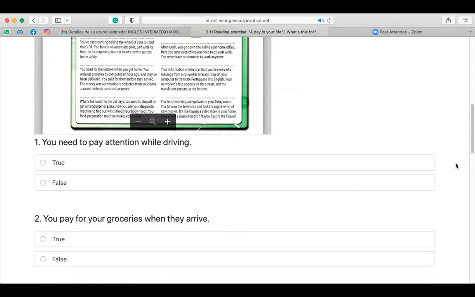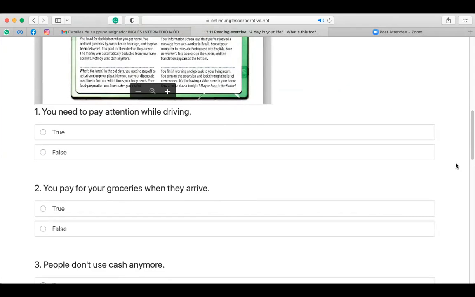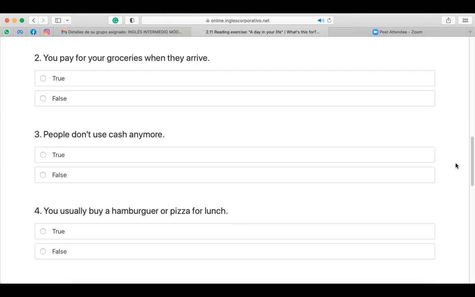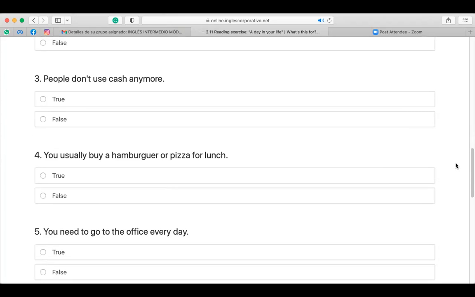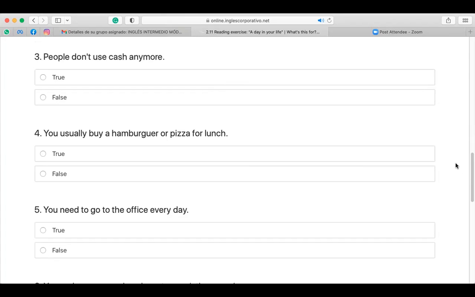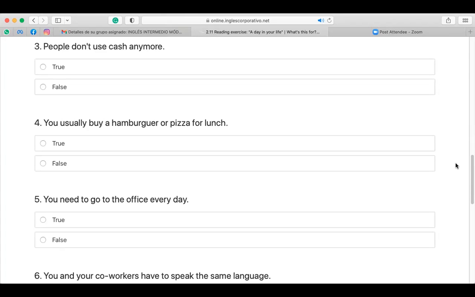Let me see. You need to pay attention while driving. True or false? False, because I have an automatic pilot. Okay. You pay for your groceries when they arrive? False. Because false. You always prepaid, right? Yeah. Okay, people don't use cash anymore. It's true. That is crypto. That is Bitcoin. Chivo wallet.